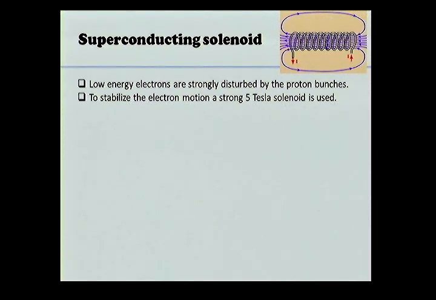Here I explain why we need a superconducting solenoid. Because we use low energy electrons, they are strongly disturbed by the proton bunches. To stabilize the electron motion in the interaction region, we use a strong 5 Tesla solenoid. The solenoid is shown like this. It generates a uniform magnetic field, confining the electron's motion.